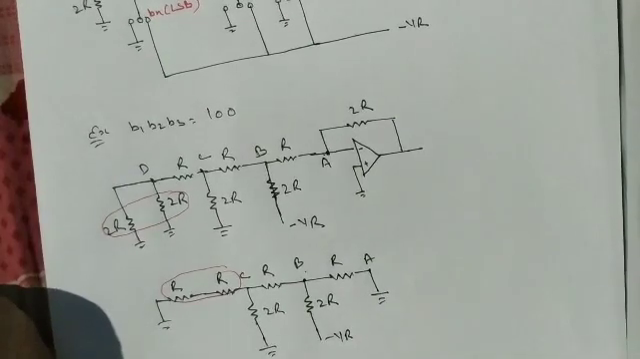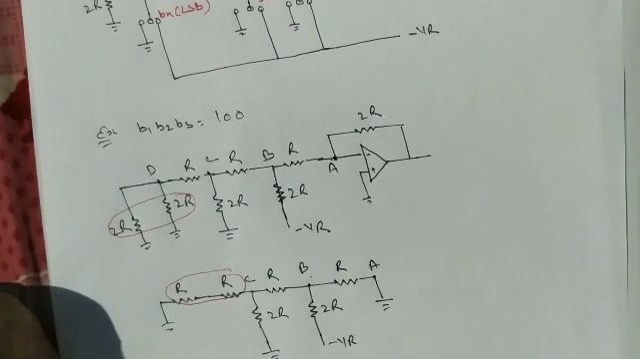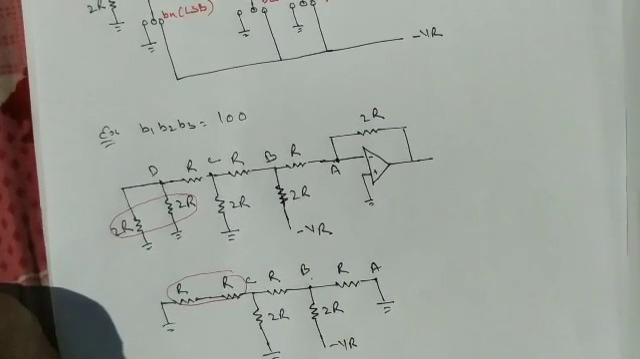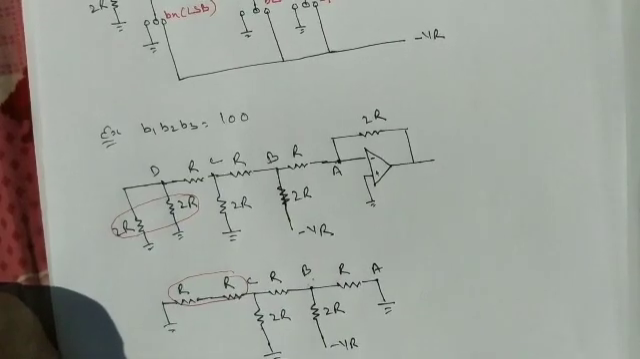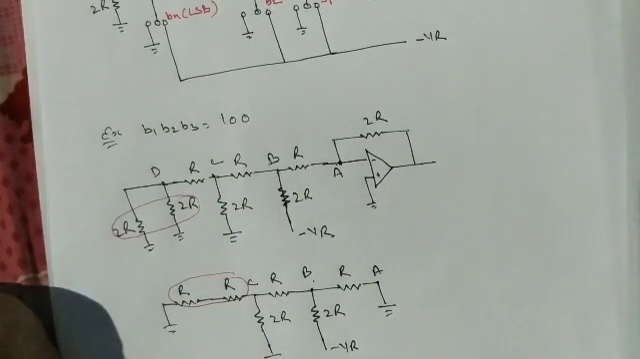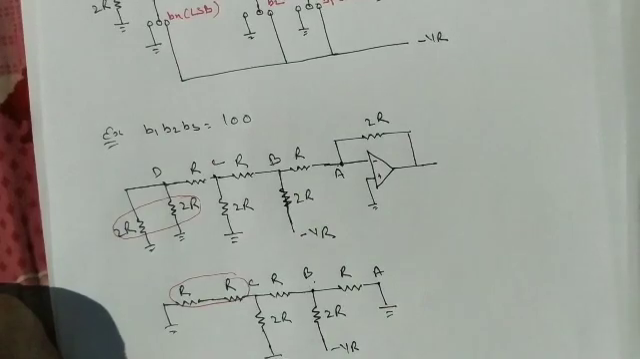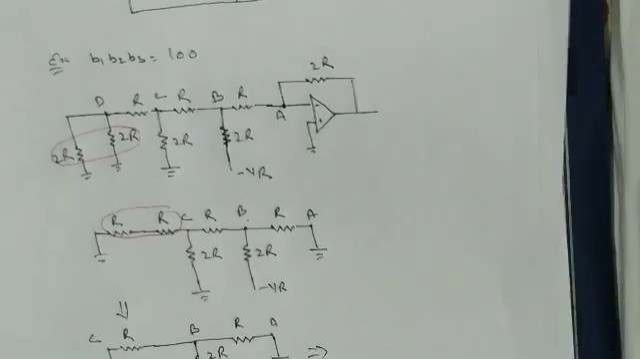I will start from node B. It is 2R, and it is connected to minus VR. Here this is R, and this is node A, and node A is at ground value. Now this is node B. This is an R resistor, and this becomes R, this R, and this R. It is the ground. This is node C. Now this can be redrawn in the final form like that.